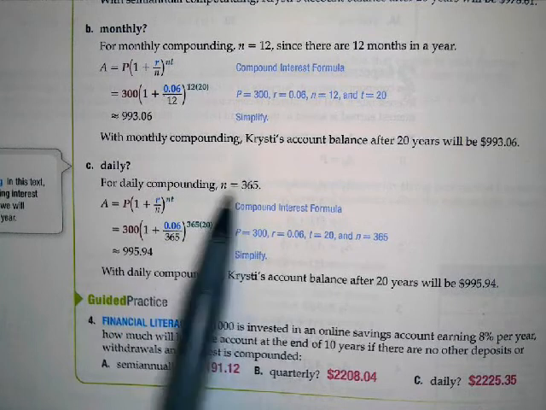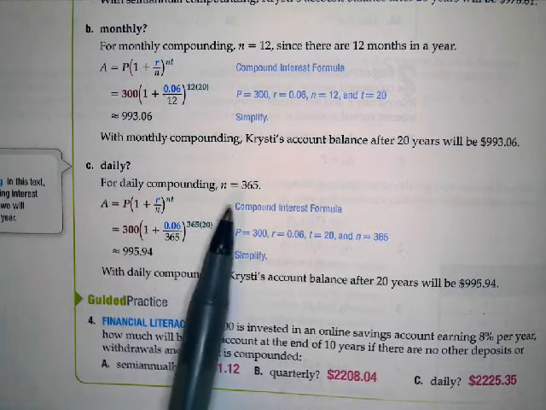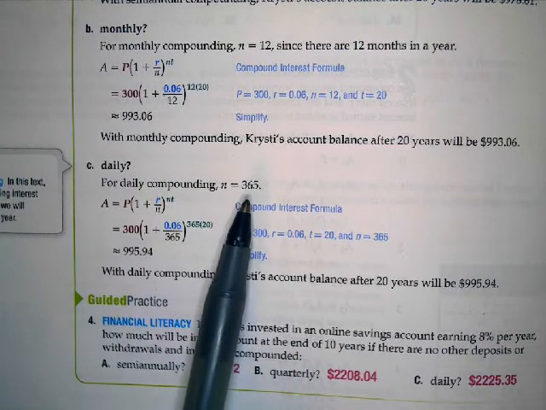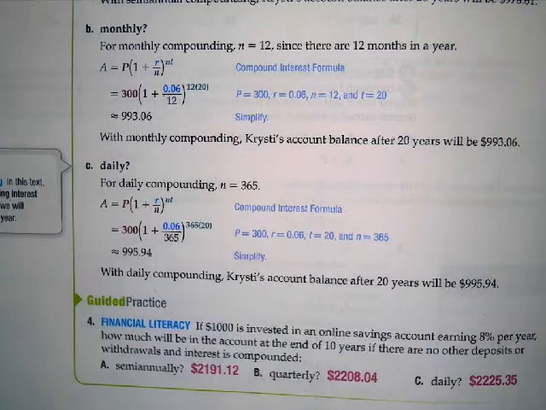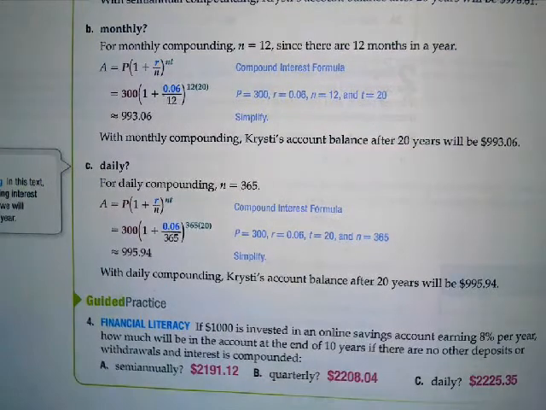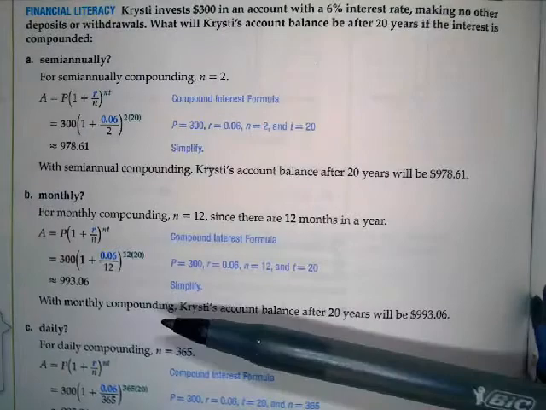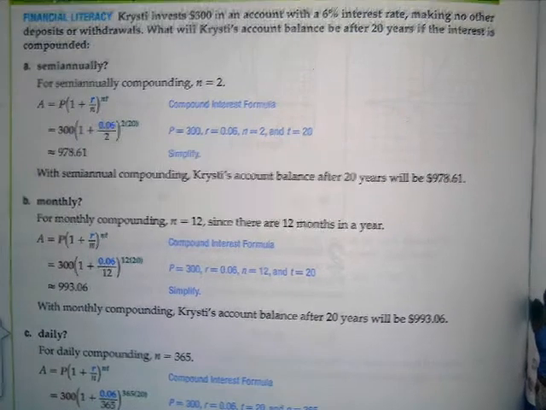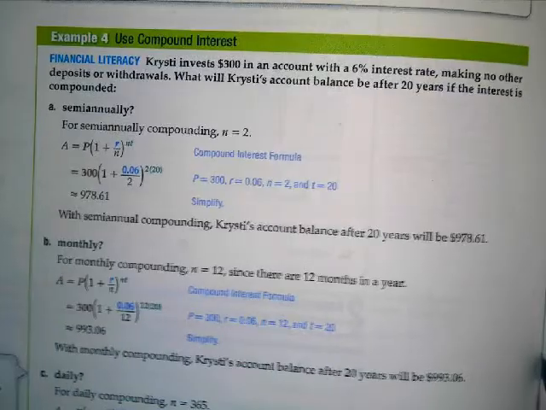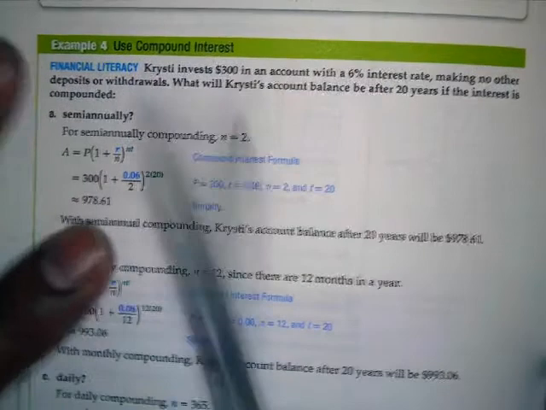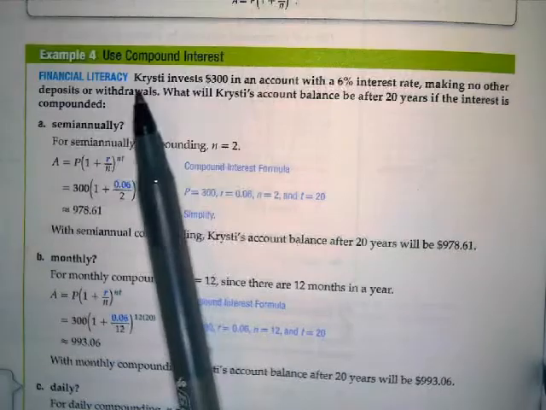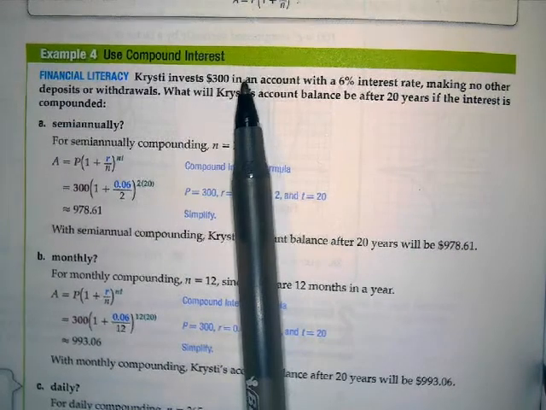And for part C, they did the same problem, but the different scenario was the value of n. They compounded daily. How many days are in a year? 365. So that's what's happening in this. That's why you see one problem but 3 parts to it. They're showing you how the value of n works. Okay, so let's read into this real quick.